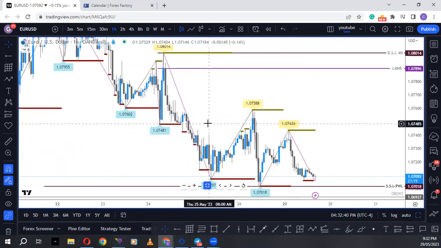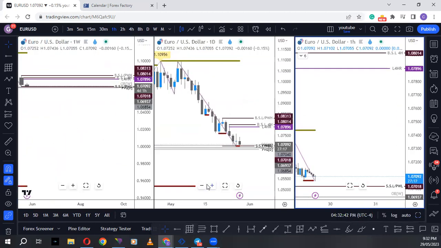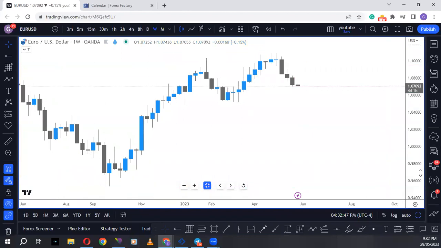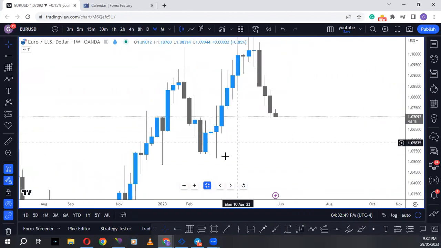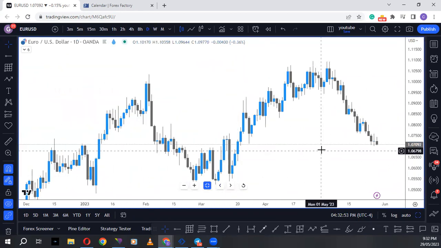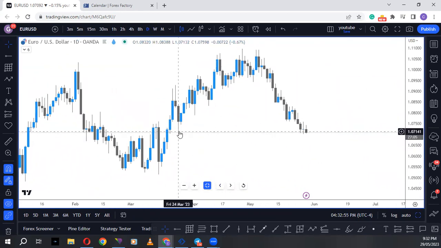So the EURUSD is still bearish. This is still bearish, but it has peaked liquidity at an area of importance. You won't see it on the weekly. You're going to see it on the daily. This level here, this low here, price has peaked liquidity below this and this point here too. Price has peaked liquidity there.